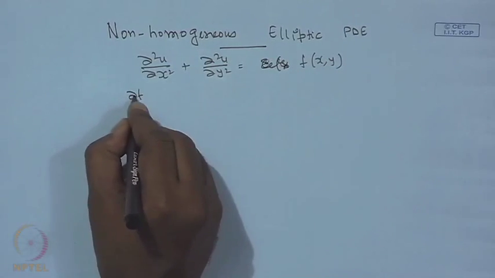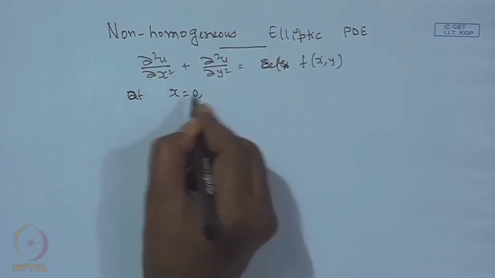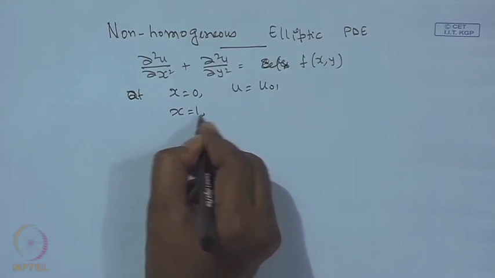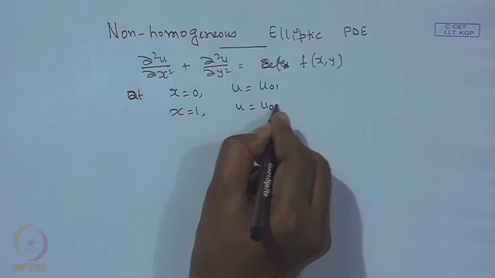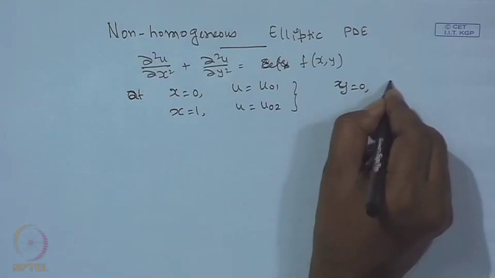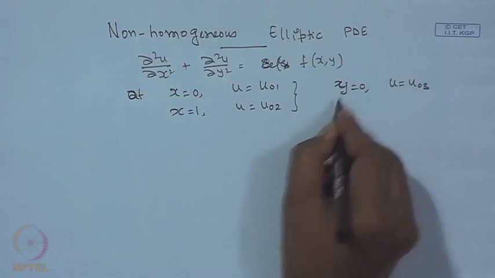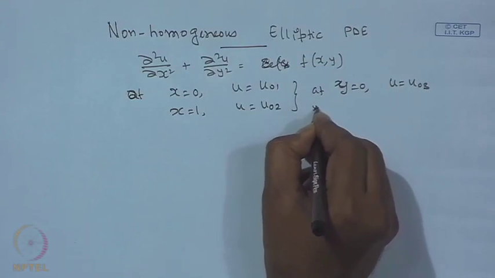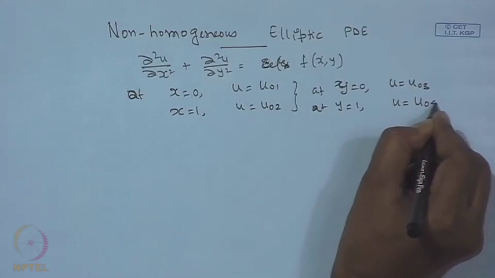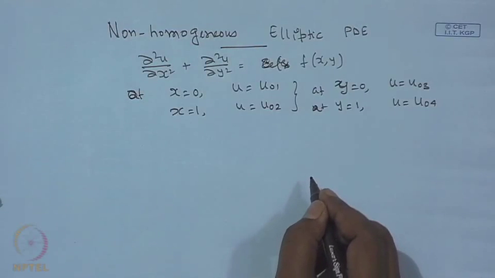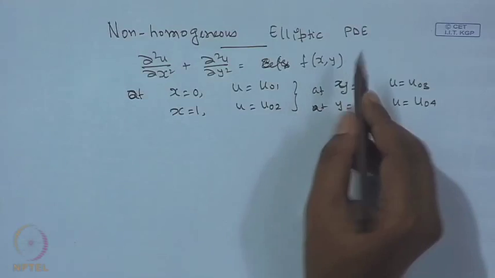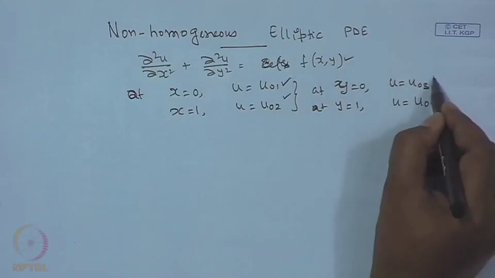At x is equal to 0, we had u is equal to u 0 1. At x is equal to 1, we had u is equal to u 0 2. At y is equal to 0, we had u is equal to u 0 3. At y is equal to 1, we had u is equal to u 0 4. So, we had this equation. So there were 5 sources of non-homogeneity.